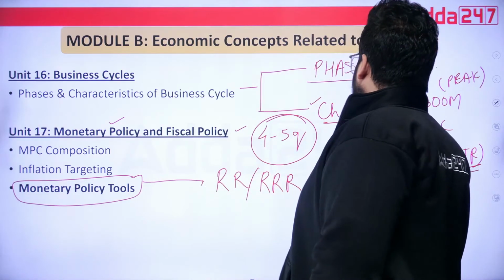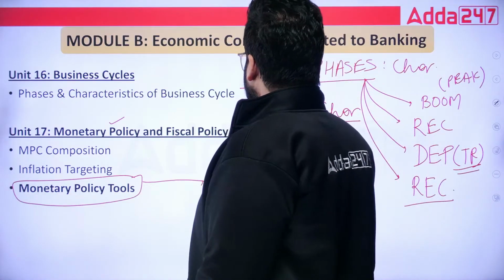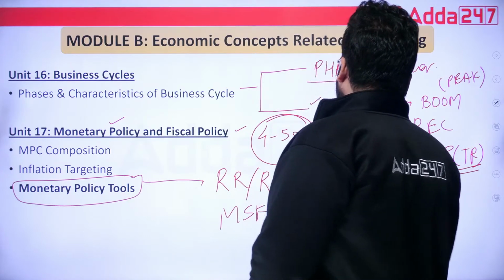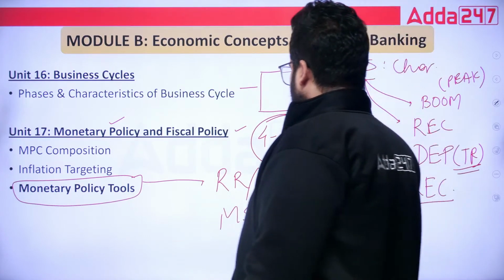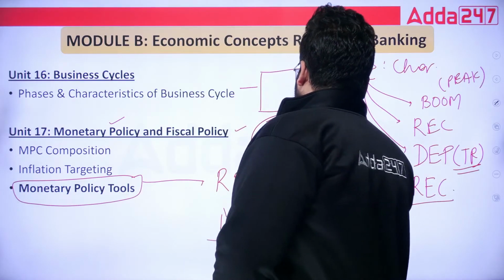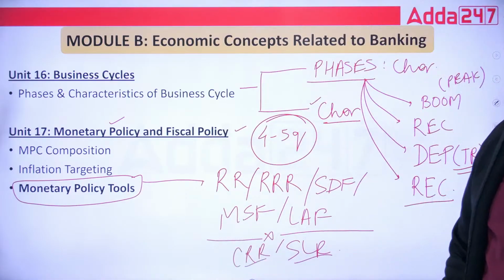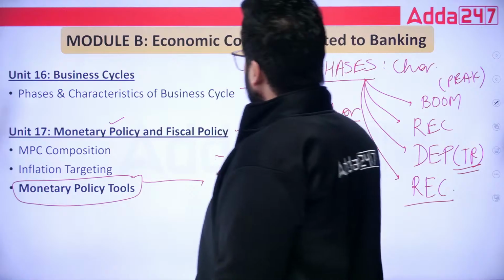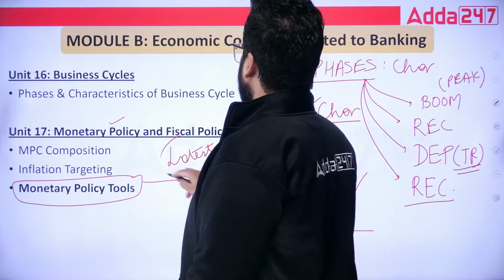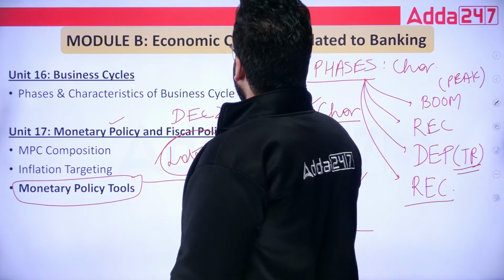Then what is the SDF? What do we mean by the marginal standing facility? Then what is the liquidity adjustment facility known as LAF? Also, there are certain reserve ratios, CRR and SLR, and what components are there in them. And along with that, you should also know the latest policy rates which are applicable in December 2025.